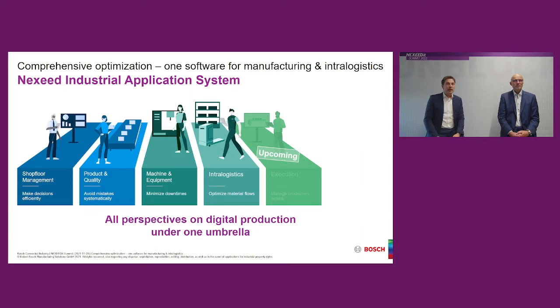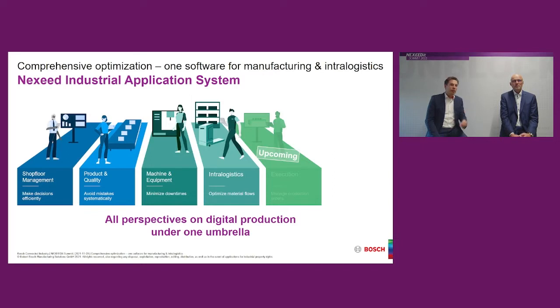Nexeed Industrial Application System, or in short, Nexeed IAS. A modular software system which covers different perspectives on digital production and which can be applied to your flexible needs, from a small start to a complete overall production solution. Each of the modules is grouped in 5 areas of use, here colored blue and green, to fulfill a consistent portfolio overall.